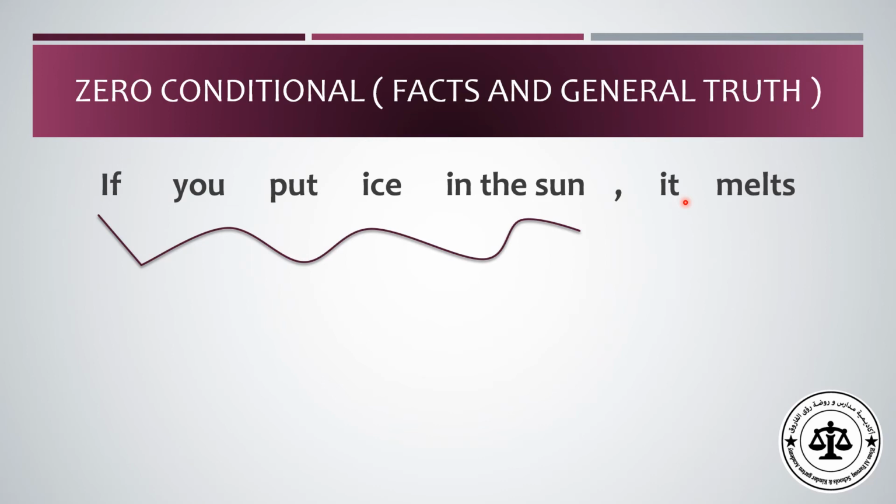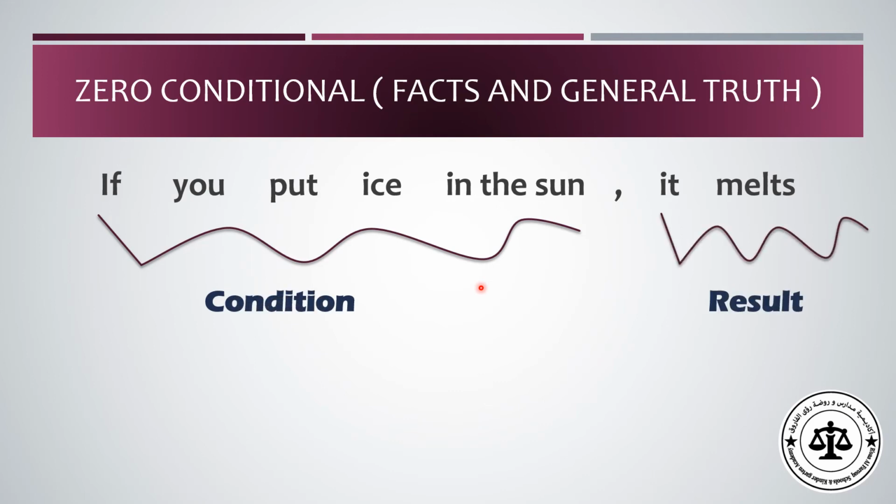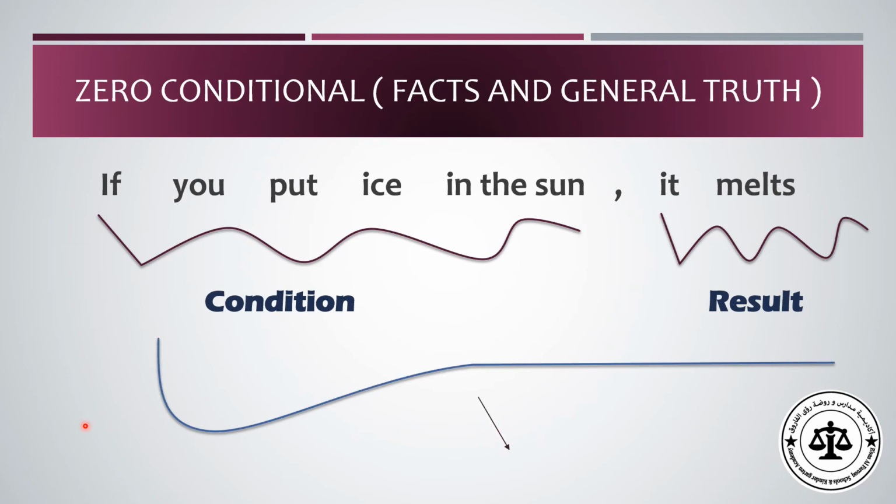إذا بنحط or we can add with the verb s or es. Melts. This is the verb. So we have the condition and we have the result. result اللي هي المؤكدة، النتيجة المؤكدة أو الحتمية اللي لازم تصير إذا تحقق عندي الشرط في جملة ال if. So these two clauses are in the present tense.